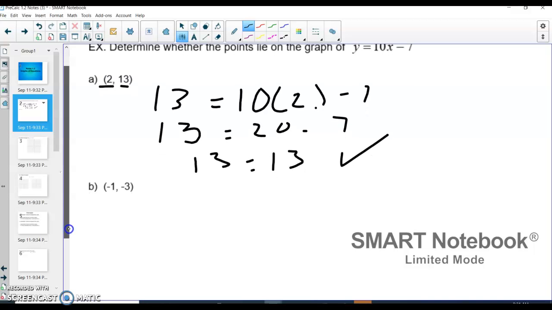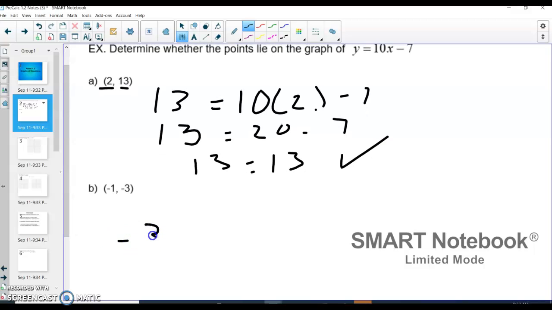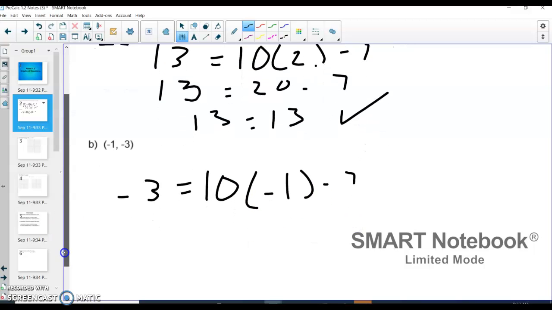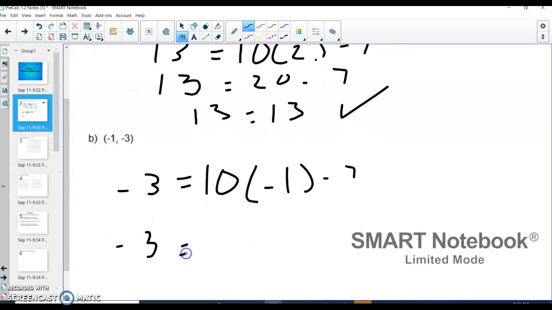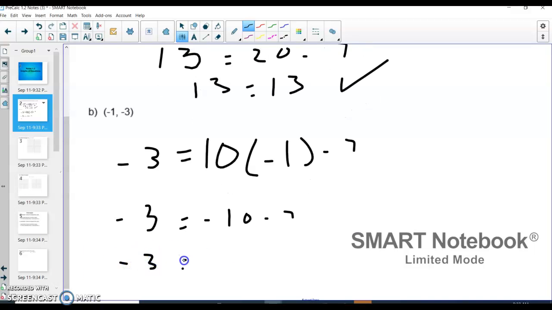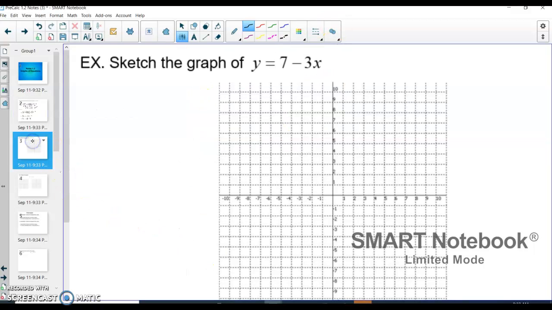We try it again in part B here, and I see that I plug in my negative 3 for my y, 10 times negative 1 minus 7, and I get negative 3 equals negative 10 minus 7. That tells me negative 3 equals negative 17, and that's a no, that point doesn't lie on the graph. So that's pretty straightforward, just plugging in your x's and your y's and seeing if they equal each other. If they do, then it lies on the graph. If they don't, it does not lie on the graph.